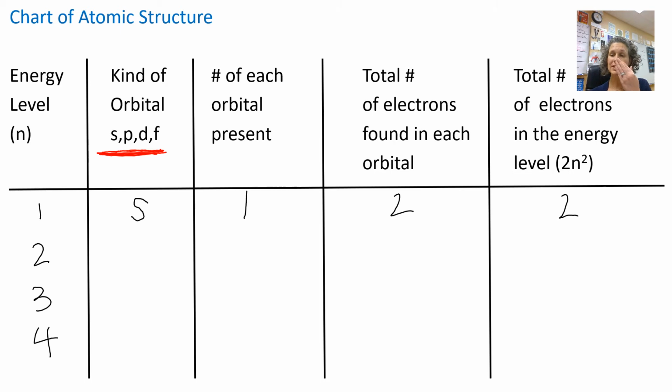In the second energy level, you have 2 types of orbitals. You have an S and a P.